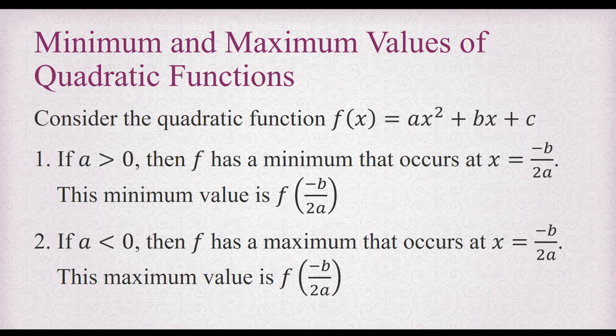The second scenario is that if a is less than 0. So remember, if a is less than 0, a is a negative number. That means your graph is going to open down. So then that means that the f function has a maximum. And once again, it occurs at the x value, but the maximum value itself is the y value.